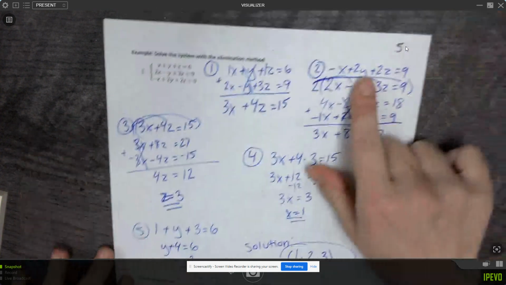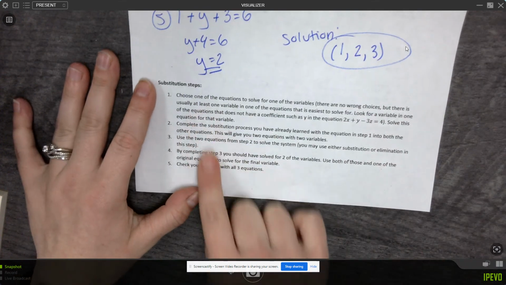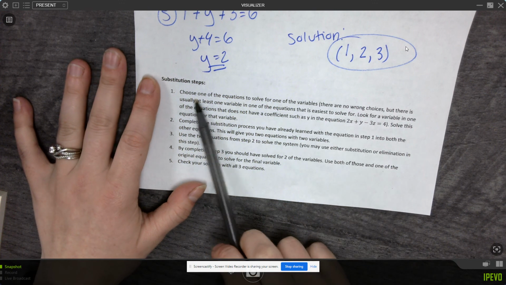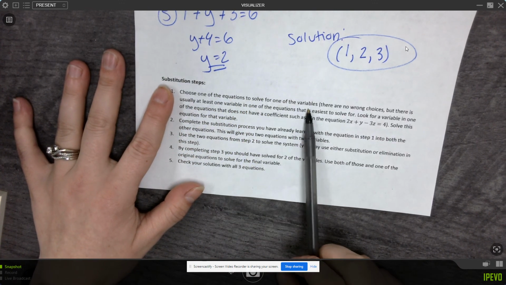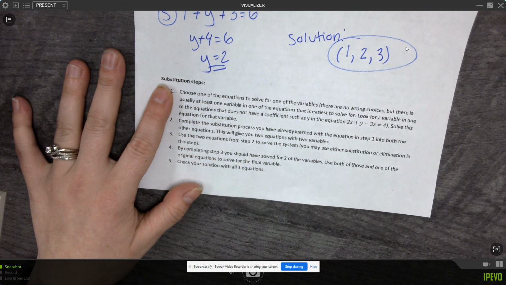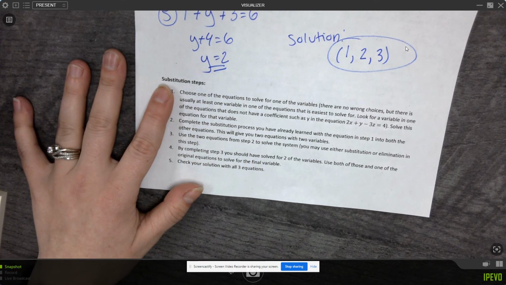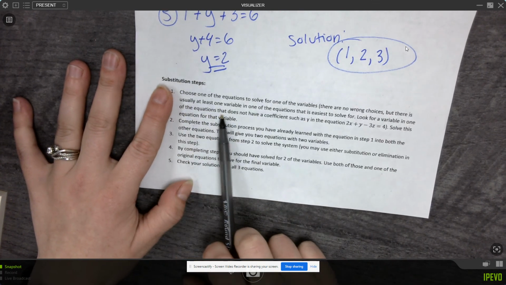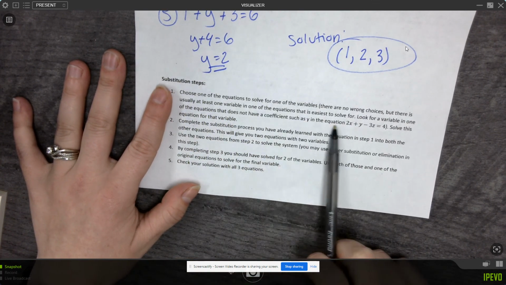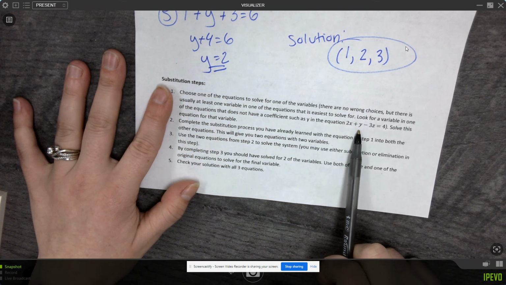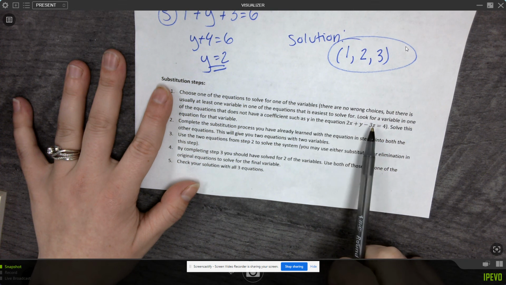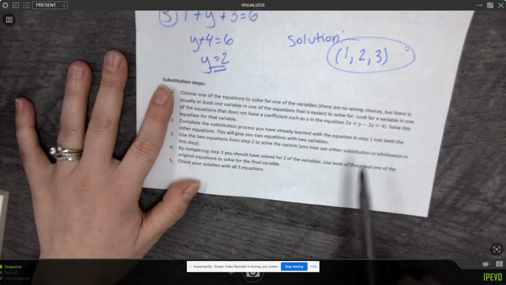So we're going to start on page 5 here, down at the bottom, your substitution steps. So you're going to start like you did before with substitution. We're going to pick one of the equations to solve for one of the variables. There are no wrong choices, but there are usually some better options. So for example, you might want to look for a variable in one of your equations that does not have a coefficient. So for example, in this equation, y would be a good variable to solve for, because you just need to move 2x and negative 3z. You would subtract 2x and add 3z to the other side, just move them over there.